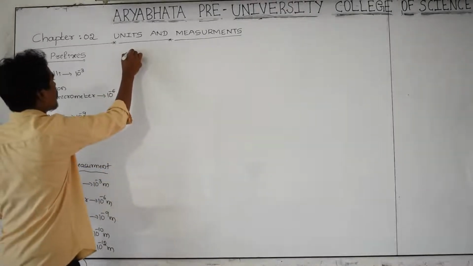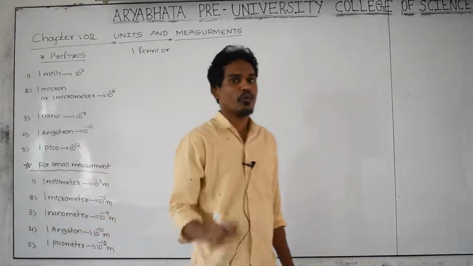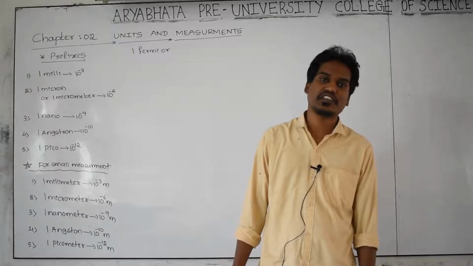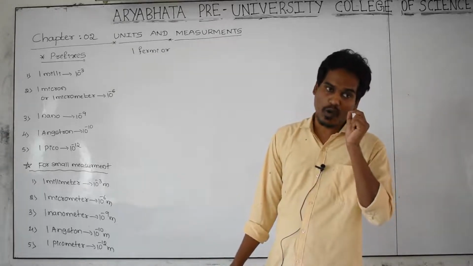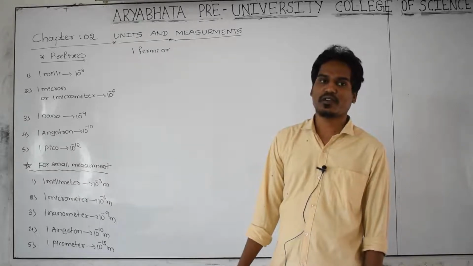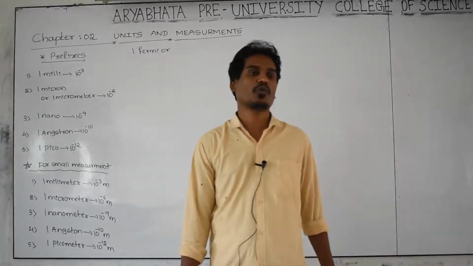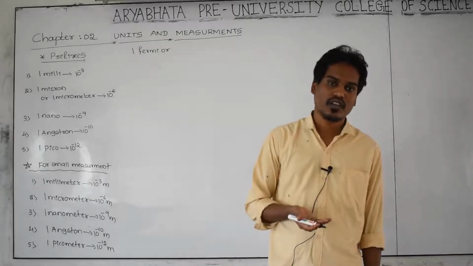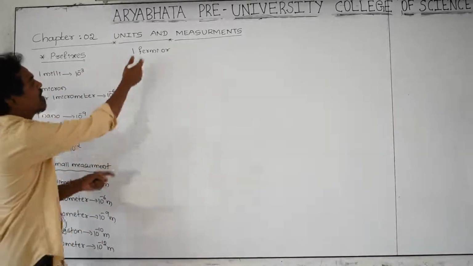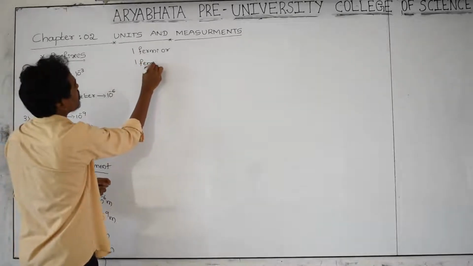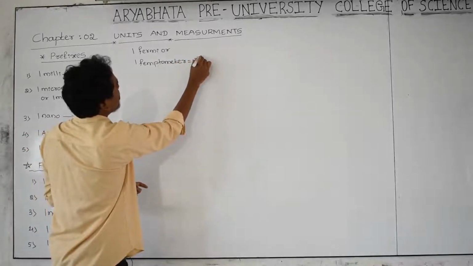And the next one is 1 Fermi, or sometimes we call it 1 femtometer. Fermi is the name of a scientist. We use this unit in the measurement of very short distances, in quantum physics or atomic physics, while measuring the radius of an electron, a proton, a neutron or an atom, that is, microscopic particles. 1 femtometer is equal to 10 to the power of minus 15 meter.